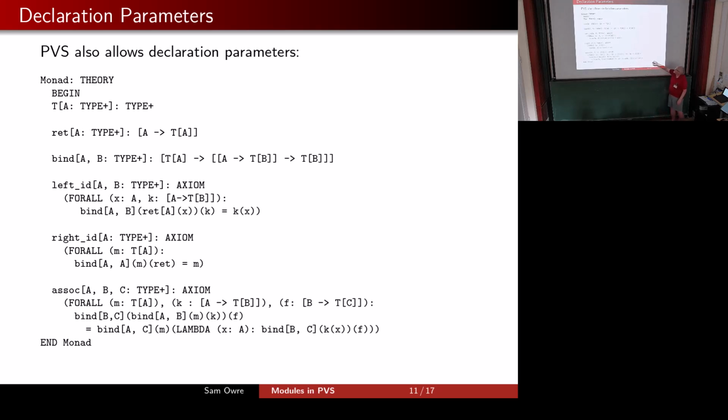Now this would be really messy if we tried to do everything at the theory parameter level, because we'd have to break it into separate theories. The T and return could be in one theory, but then bind would have to be in another theory, and another would have to be in yet another theory. And that gets really messy really quickly.